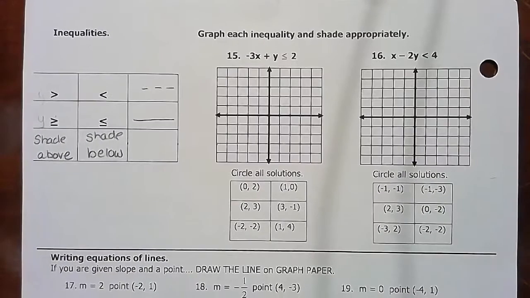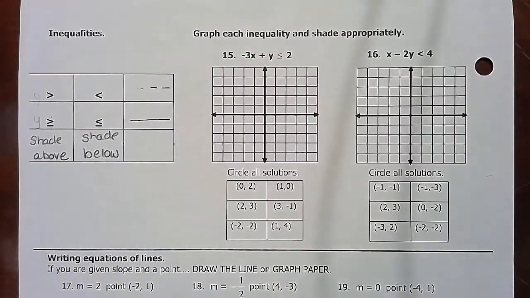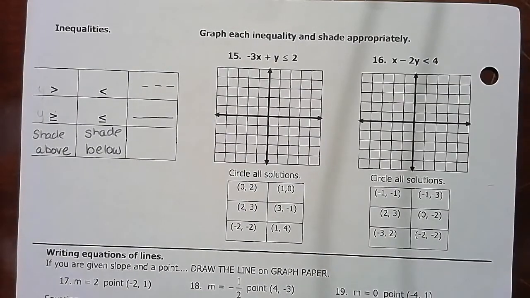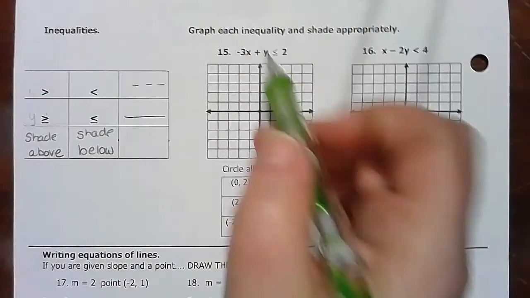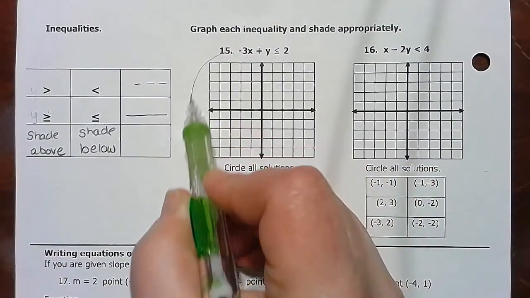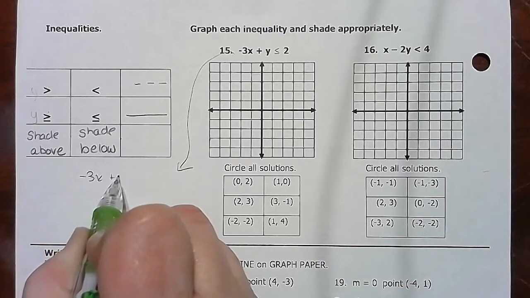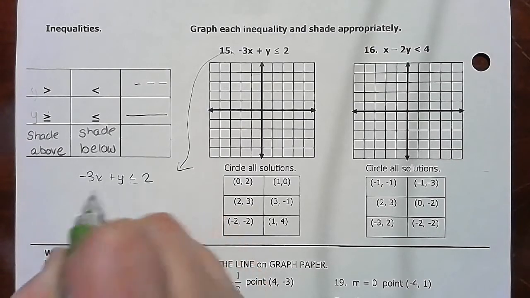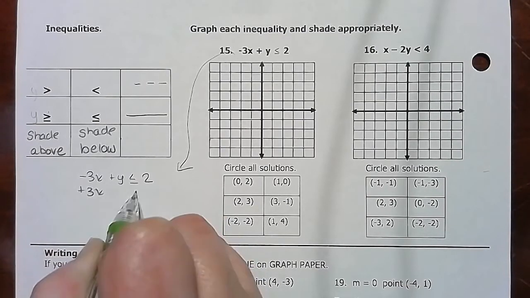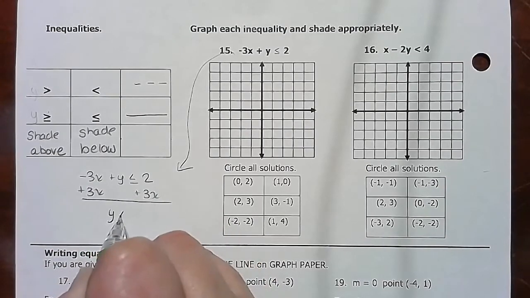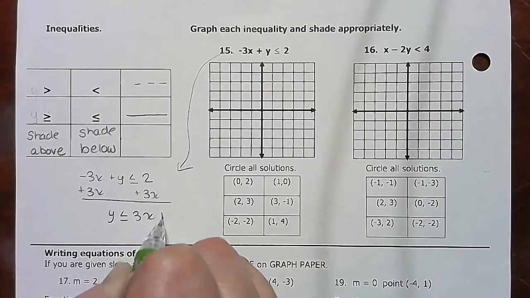Guys, so in order to graph any inequality or even a line, you really need to put it in slope-intercept form. So to do this, I'm going to go ahead and just draw a line over here. I have negative 3x plus y is less than or equal to 2. I'm going to add 3x. Okay, so y is less than or equal to 3x plus 2.